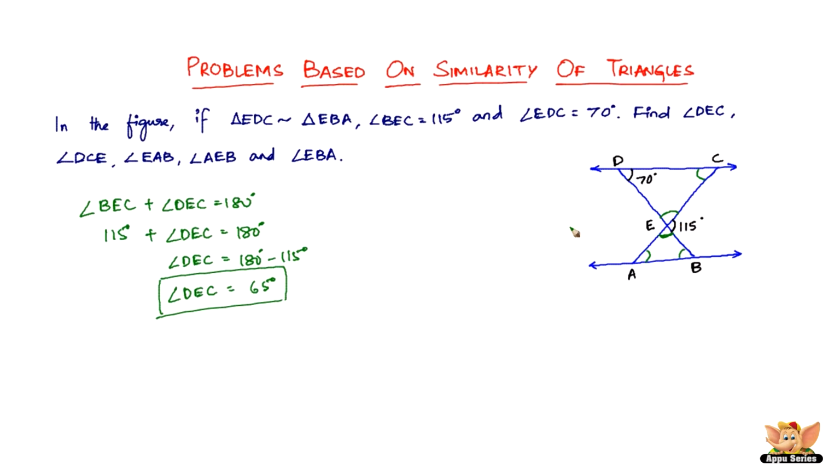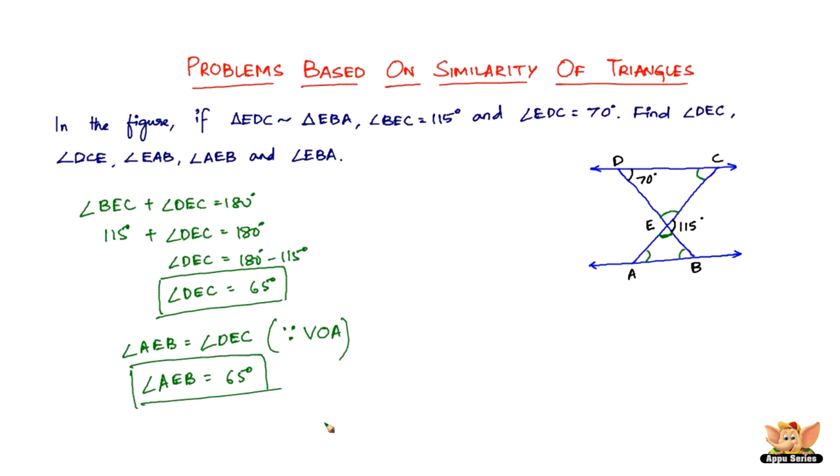And the next one is, now what we can find as a result of angle DEC is angle AEB. Angle AEB is equal to angle DEC. Why is that? Because these are vertically opposite angles, right? So therefore, angle AEB is also equal to 65 degrees. Another very simple means by which we found the angle, nothing linked with similarity of triangles. So out of 5, we've done 3.